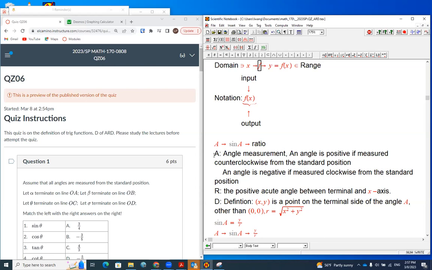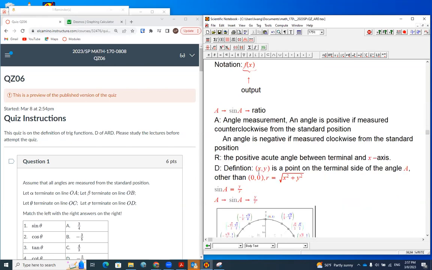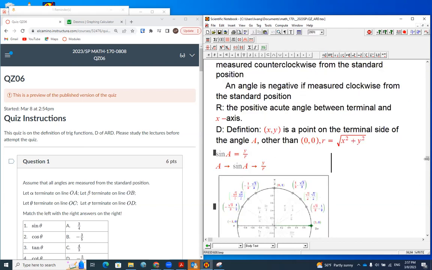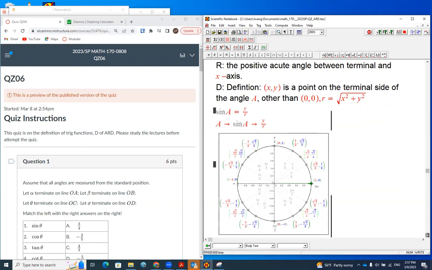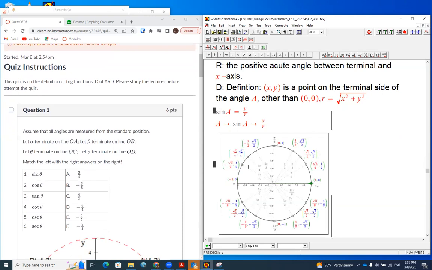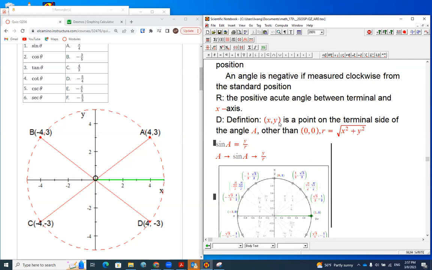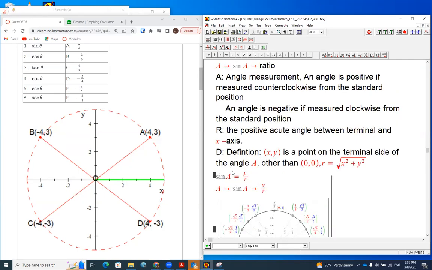ARD not only applies to special angles, as many of you understand with the unit circle. You should also understand it can be applied to any non-special angles. So these are special and these are non-special, and there are many, many non-special situations. All of these are special cases of the use of ARD.